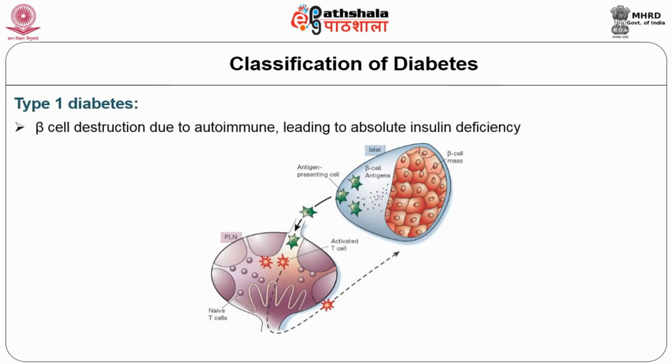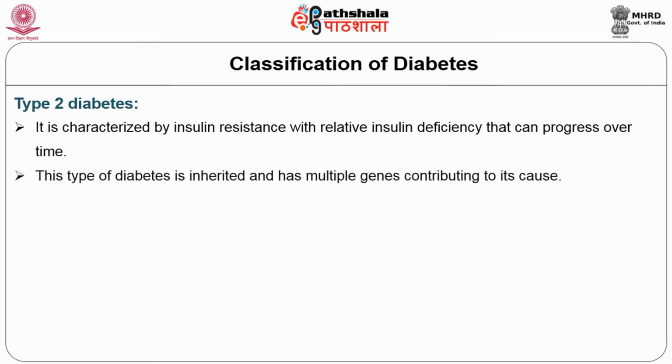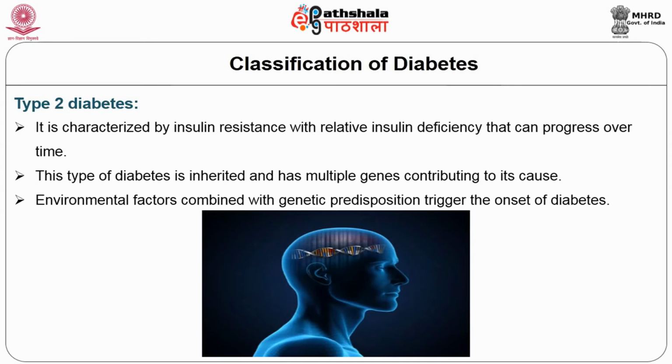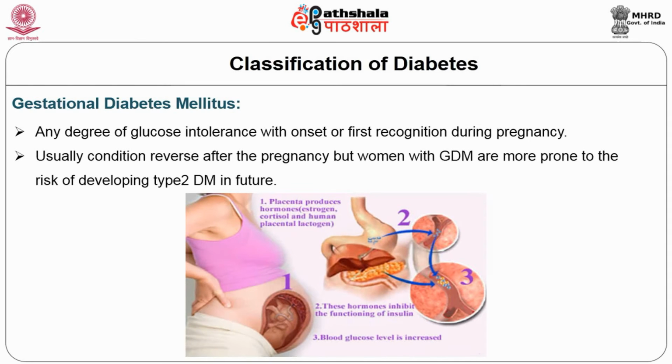Type 1 diabetes is where beta cell destruction due to autoimmunity leads to absolute insulin deficiency, while type 2 diabetes is characterized by insulin resistance with relative insulin deficiency that can progress over time. This type of diabetes is inherited and has multiple genes contributing to its cause. Environmental factors combined with genetic predisposition trigger the onset of diabetes. Gestational diabetes is any glucose intolerance with onset or first recognition in pregnancy. Usually the condition reverses after the pregnancy, but it makes the women more prone to the risk of type 2 diabetes later.